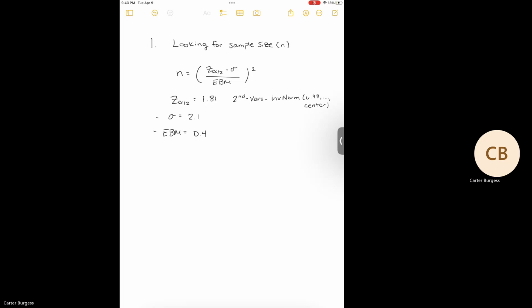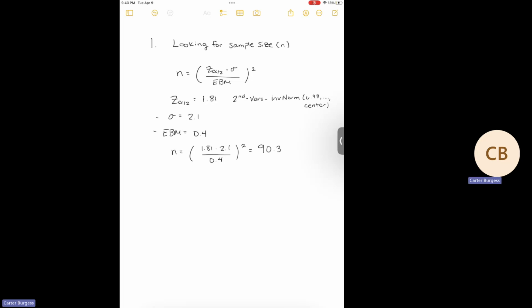All right. So we get in this case that n is equal to 1.81 times our standard deviation, which in this case is 2.1, divided by our error, 0.4, all squared, which comes out to be about 90.3.